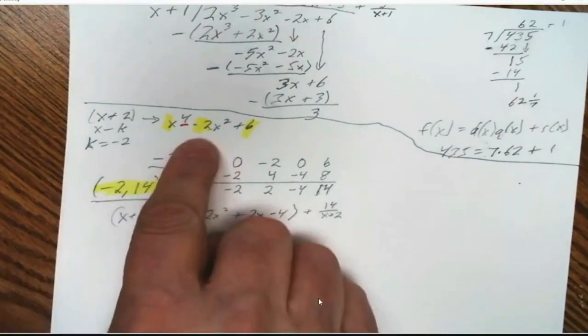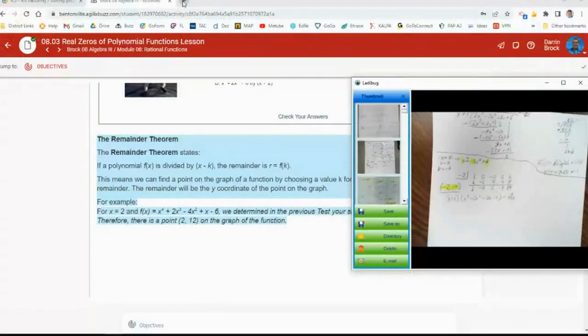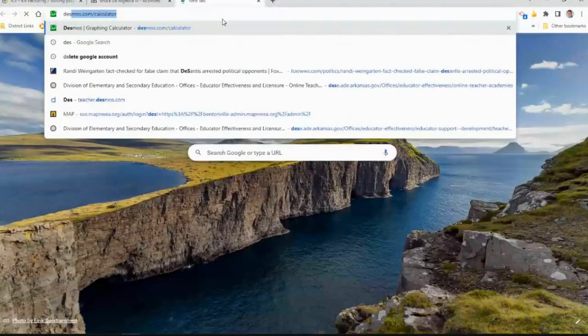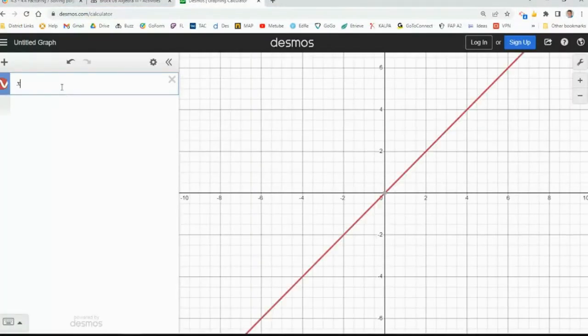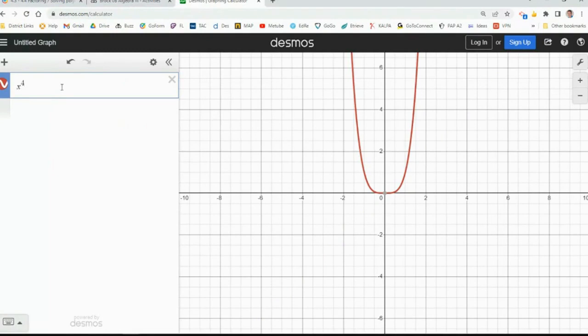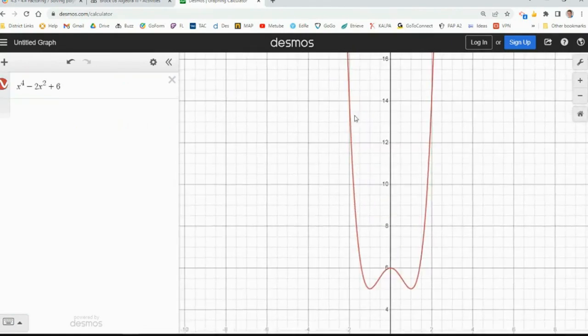So let's look at that then. Let's graph that. I want to see this work out here. So let's graph that. I graph x to the fourth, the original equation, minus 2x squared plus 6. It says -2, 14 is a point on the graph, because that was our remainder when we divided by -2. There it is. That is a point on that graph, -2, 14. The remainder theorem is pretty cool.